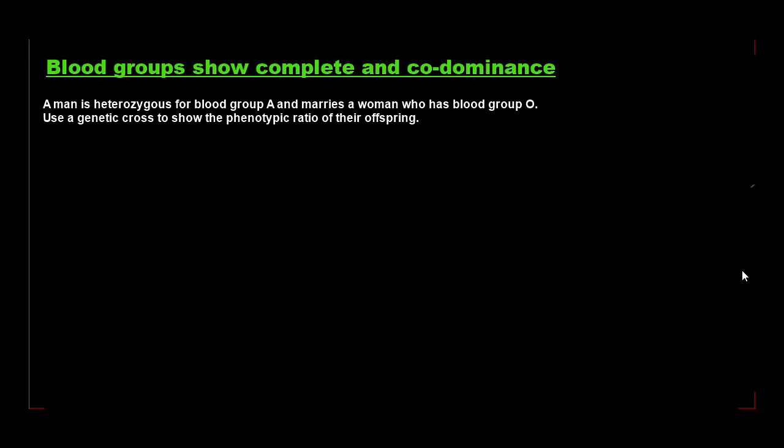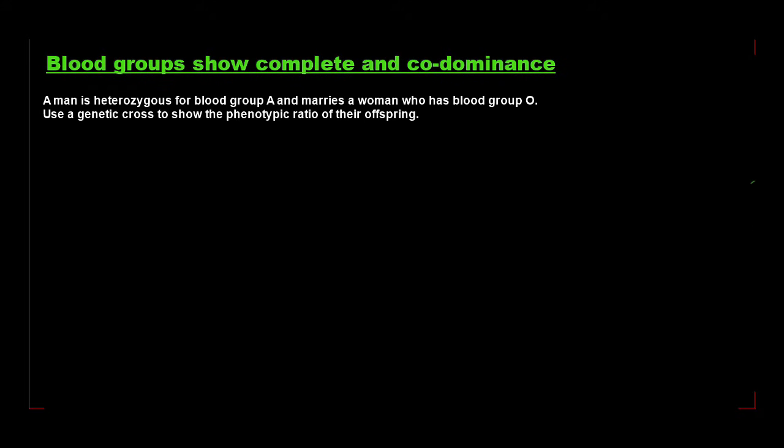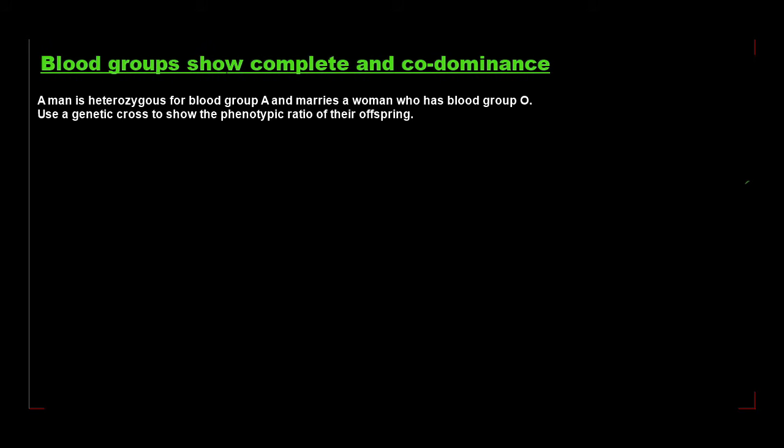look at blood groups, because blood groups are also very important. They like asking them. Now, a very interesting thing with blood groups is that they show both complete and codominance. So I'm going to explain this to you now, why that is, how it can have two dominances. So with blood groups, you know that we've got blood group A, we've got blood group B, AB, and O.